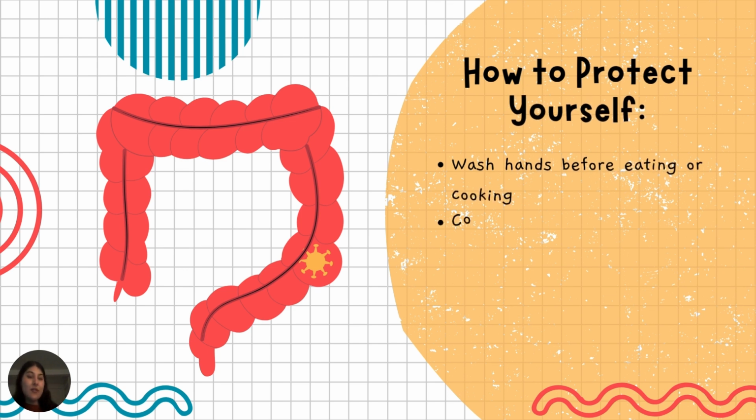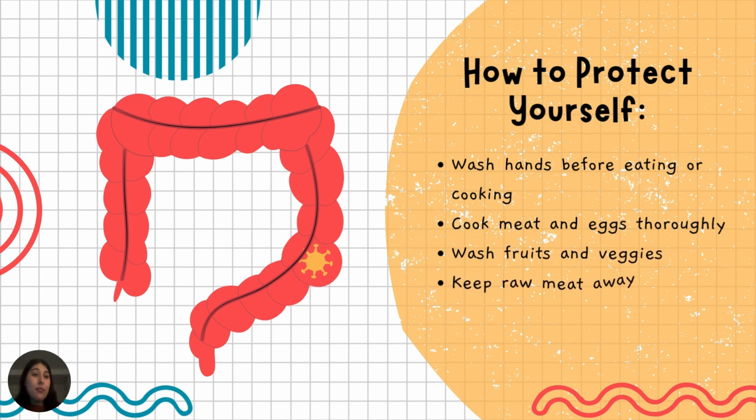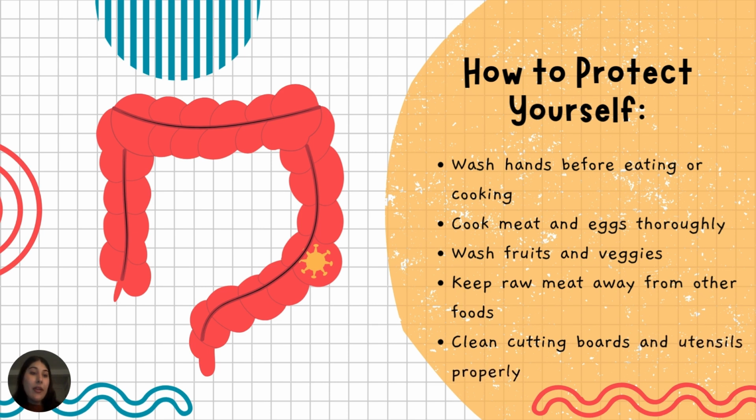How do we protect ourselves from Salmonella typhimurium? Well, as I mentioned before, if you have poor hygiene in the kitchen or in your personal life, you might be a target for Salmonella typhimurium. But we can prevent that by washing our hands before eating or before cooking, and also washing our hands after using the restroom. Also, make sure to cook meat and eggs properly according to the temperature that they need. Also, wash your fruits and vegetables when cooking or when eating them raw.